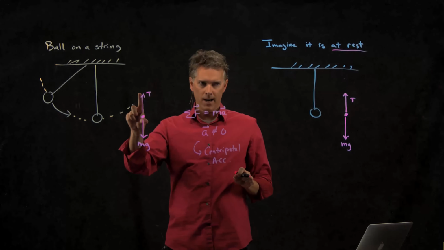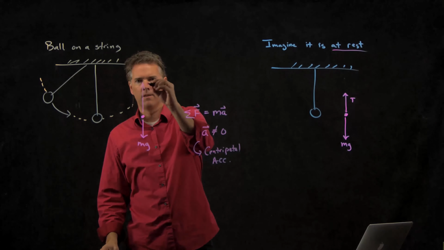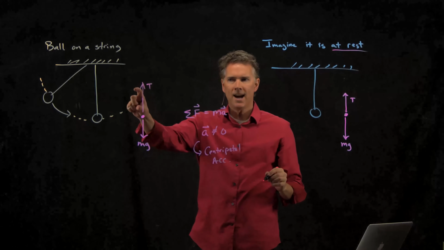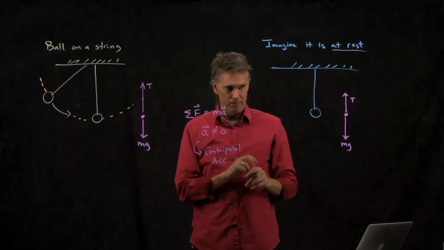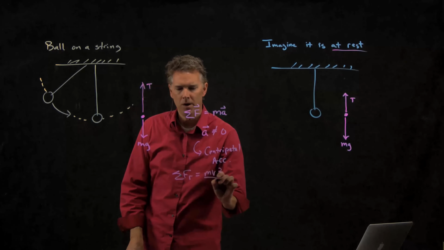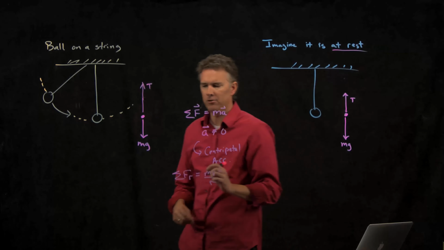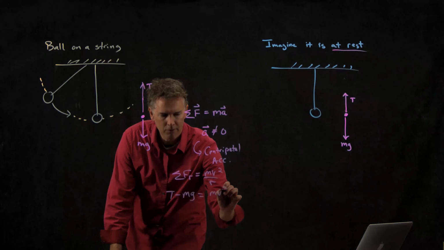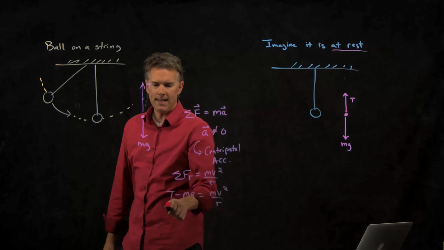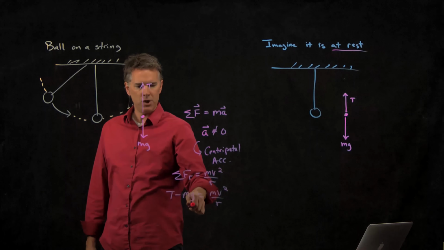I need to draw it like this. Tension T has to be bigger than mg. All right? How do we see that mathematically? It's very simple, right? We know that the sum of the forces in the radial direction have to be mv squared over r. We have T minus mg equals mv squared over r. T has to be bigger than mg to get this positive quantity over here on the right.